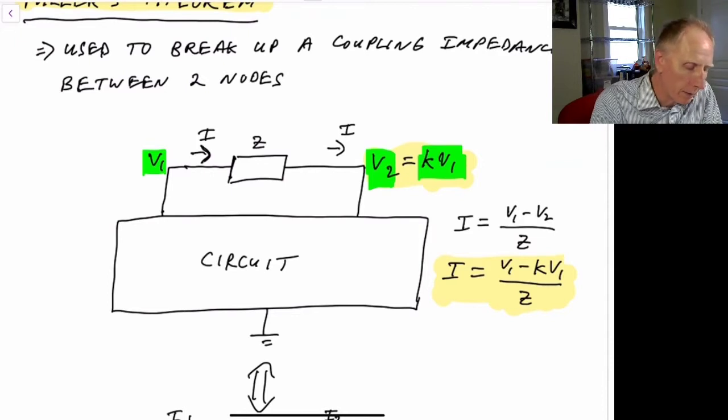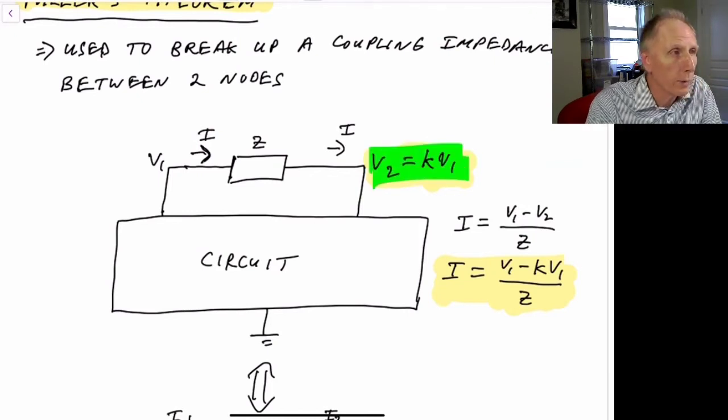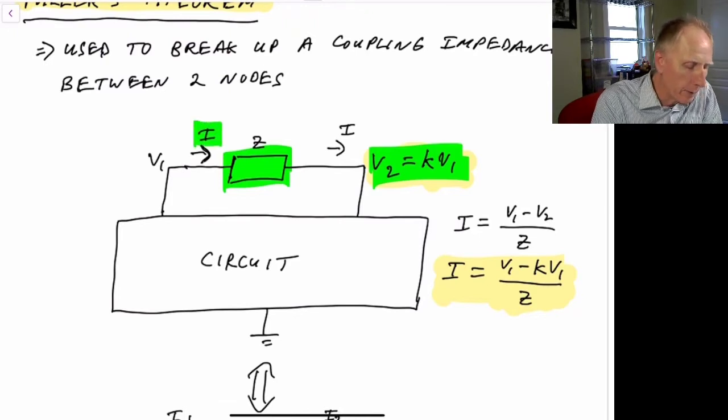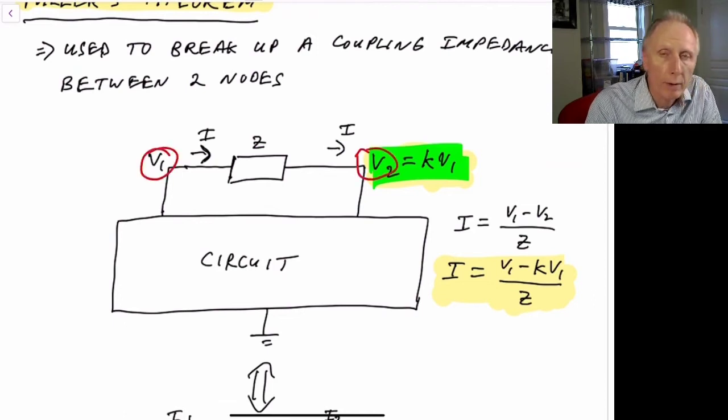So that's where the Miller effect becomes very important. We have this relationship here: V2 is equal to K times V1. We have an impedance, Z, which is connected between V1 and V2, and has a current I going into Z, and of course the same current is coming out because it's got nowhere else to go. And as I mentioned, these two nodes, V1 and V2, have been brought out of our circuit in order to look at them individually, but there's many more things happening down below in this circuit.